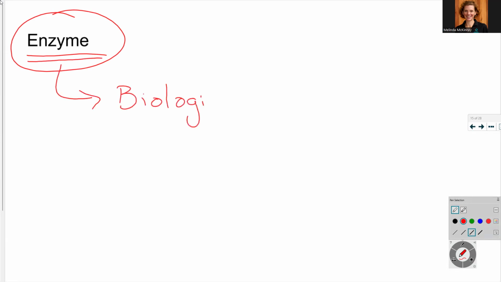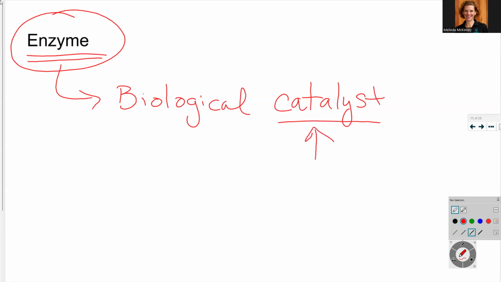Biological catalyst. And a catalyst speeds up the rate of a reaction. C-A-T-A-L-Y-S-T. Okay. So it's something that speeds up the rate of a reaction.